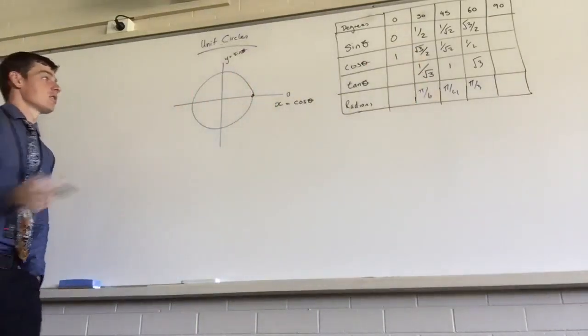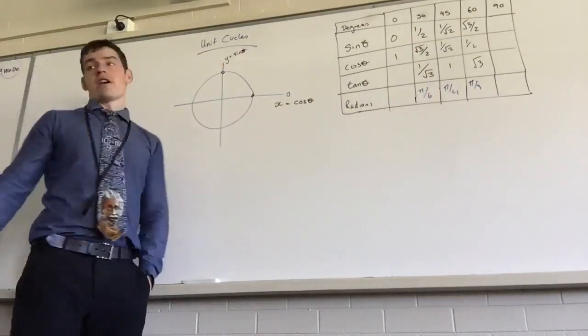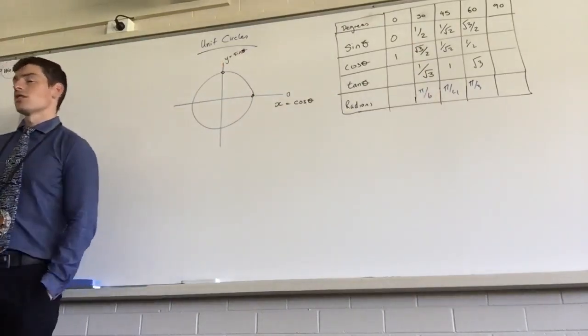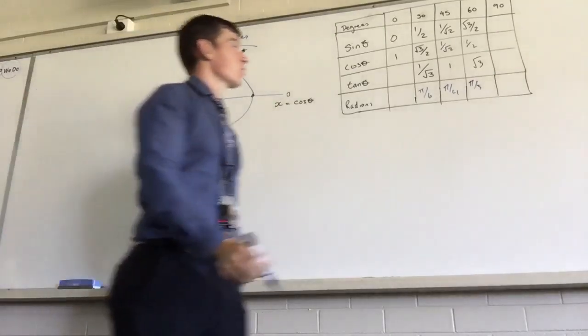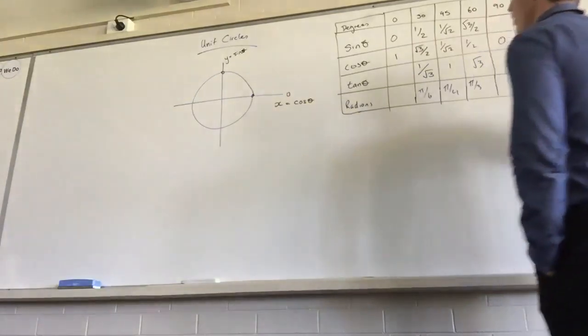At 90 degrees, so at this point here, what is my x value? So what does that tell you about cos 90 or cos pi on 2? That is equal to? What about sine 90?